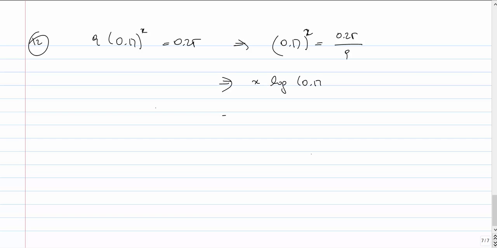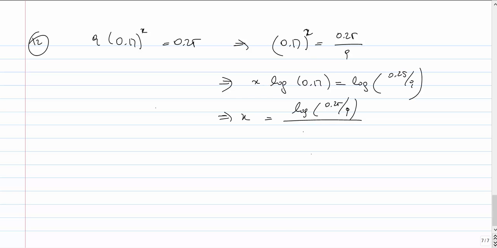And the last question: 9 times 0.17 to the x is 0.25. So now the 0.17 to the x term is equal to 0.25 over 9. Then x log 0.17 is log 0.25 over 9. Then x here is equal to log 0.25 over 9 divided by log 0.17. And x is equal to approximately 2.02.